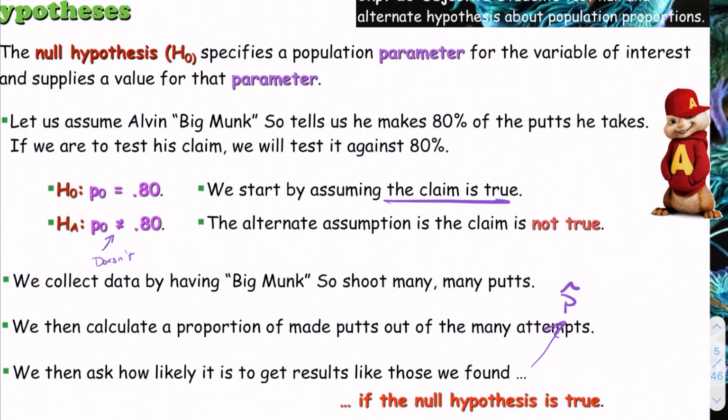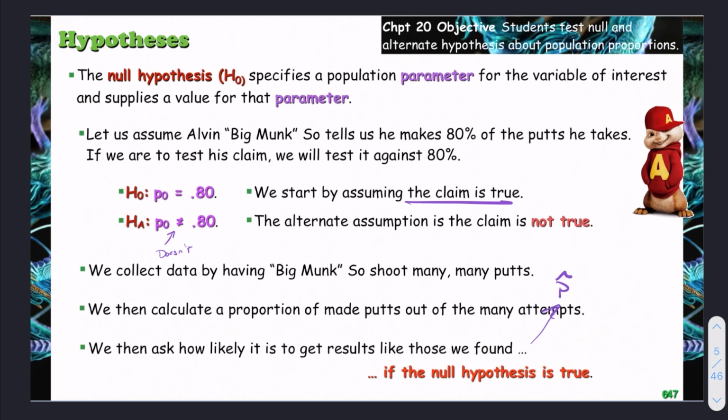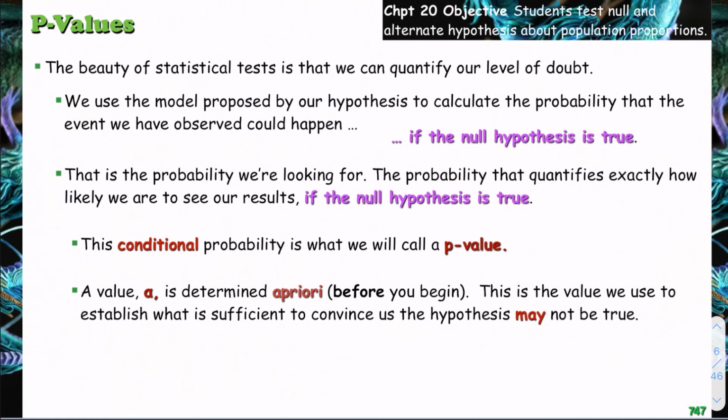I'm hoping that this starts sounding familiar because it's a lot of the pieces that we've talked about. So the beauty of statistical tests is that we can quantify our level of doubt. We use the model proposed by the hypothesis to calculate the probability that the events we observed could happen, provided that the null hypothesis, the thing that was originally claimed, is true.